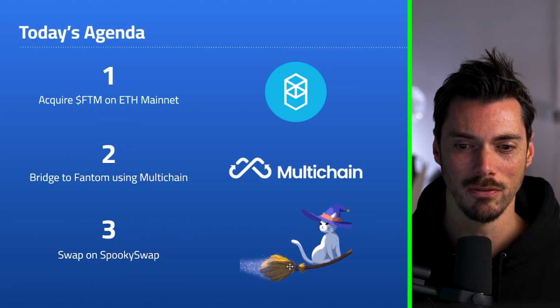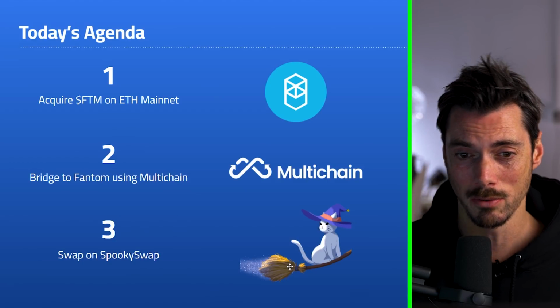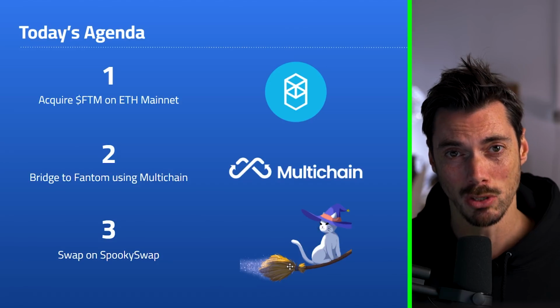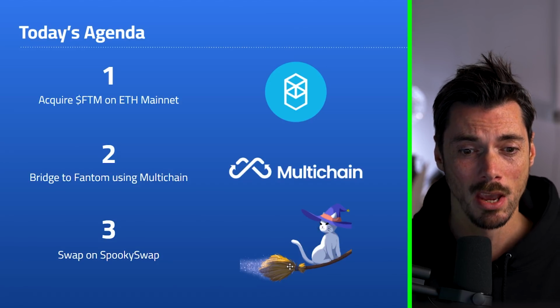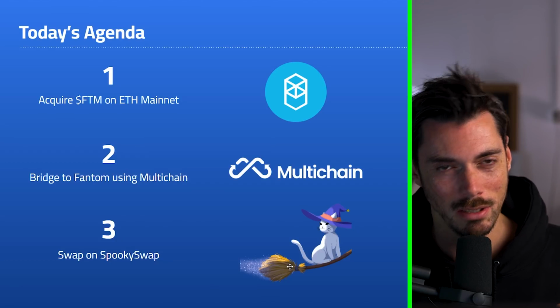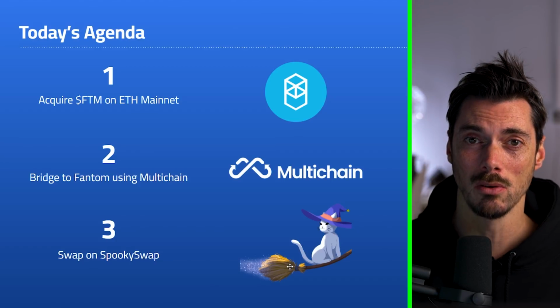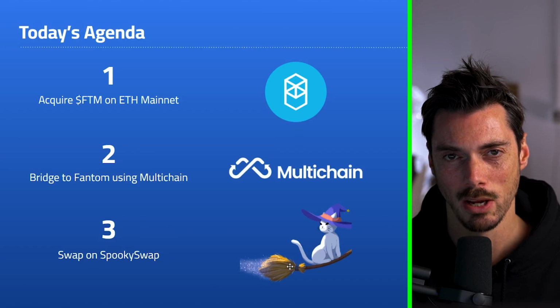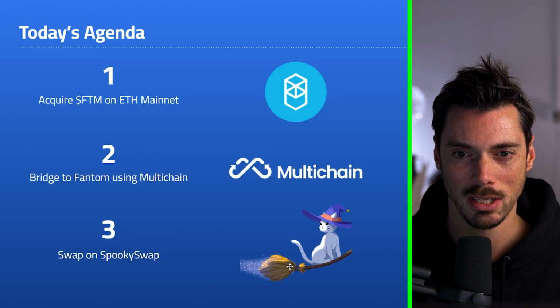So here's today's agenda for the tutorial. We're going to require the Fantom token on ETH mainnet, because I'm assuming that most people are coming from ETH mainnet. We're going to bridge to Fantom using multi-chain, although we're not, actually, for reasons I will explain. And then we're going to do a simple swap on SpookySwap and see how cheap and fast it actually is.